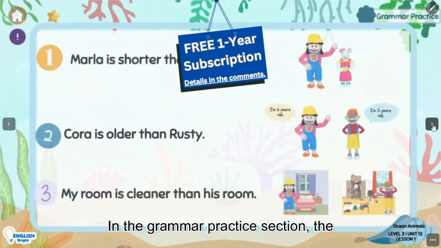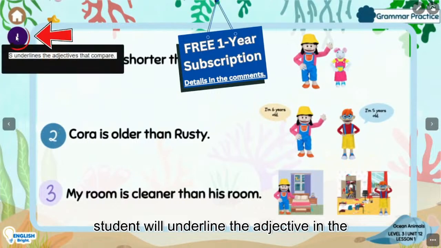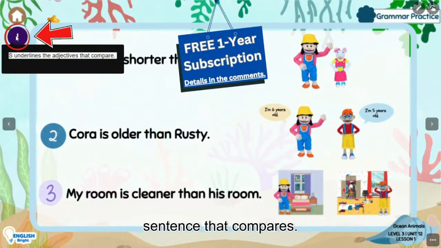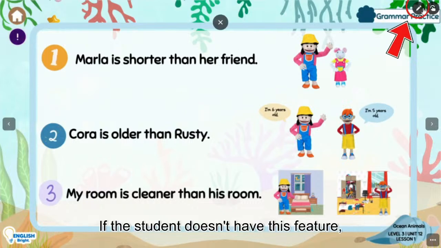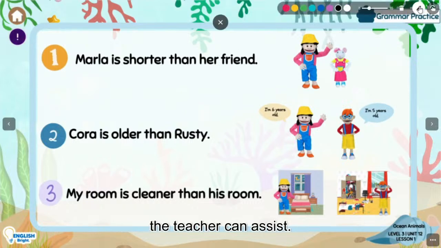In the grammar practice section, the student will underline the adjective in the sentence that compares. To enable this, click the pen button here. If the student doesn't have this feature, the teacher can assist.